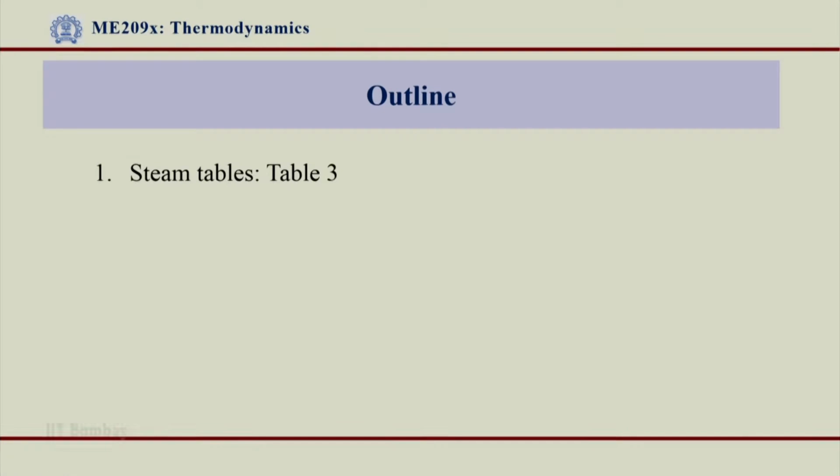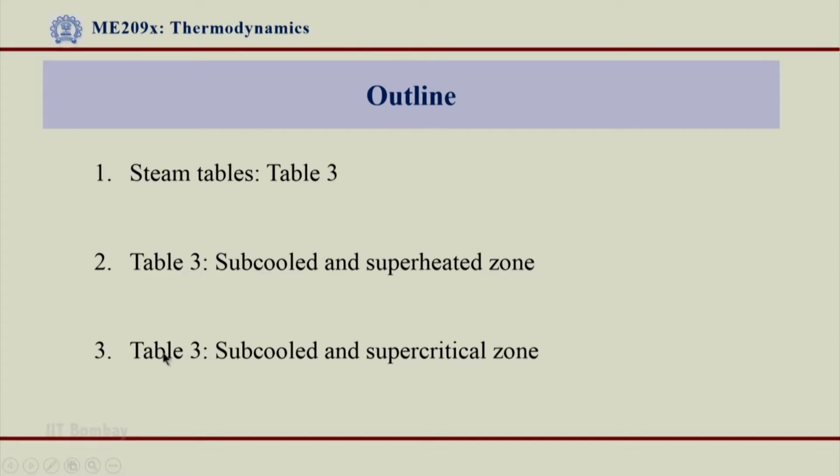Table 1 and table 2 refer to normally the two phase region or the LV saturation line, while table 3 would now take you to the single phase region. And what are these single phase regions? We are talking about subcooled and superheated zones; the properties for these states come from table 3. And we can also see the subcooled to supercritical zone in table 3. So, for any state that lies in the subcooled, superheated or supercritical zone, the properties can be obtained from table 3.